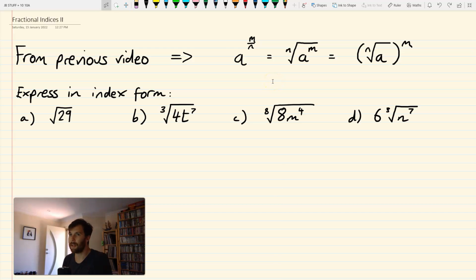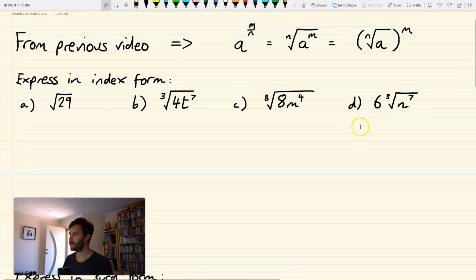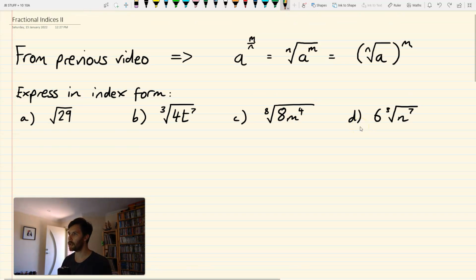Hey champions, today we're going to carry on with fractional indices, following on from the previous video. The first couple of questions we've got are expressing in index form. For this one we want to go from either this type or this type of expression and convert it to index form, this one here.